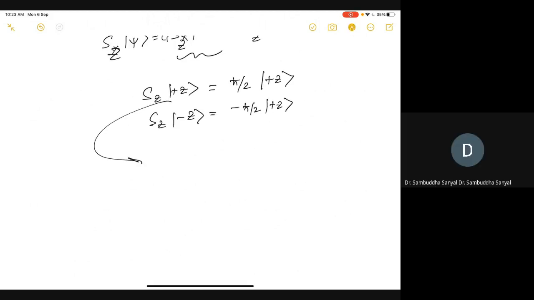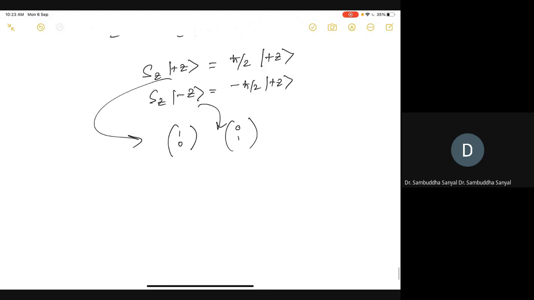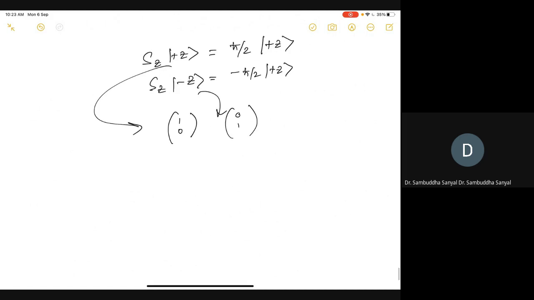I will choose a representation. Let me choose this representation: plus Z is (1, 0) and minus Z is (0, 1). I can choose any other representation; that is what you will do in assignment 3, play with the representation. Now you sandwich it with plus Z and minus Z, just the strategy I told you. Then you can work out that Sz must have this form.